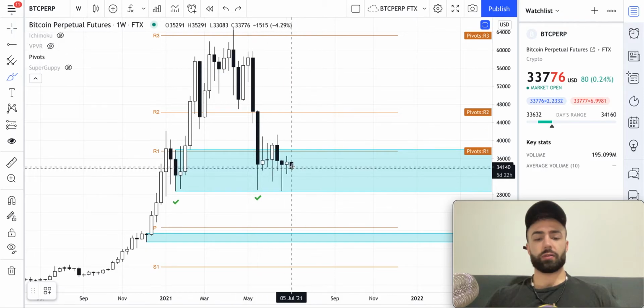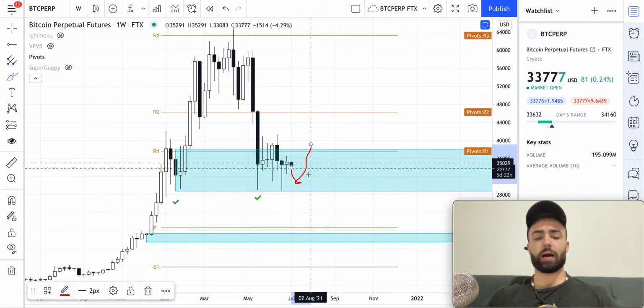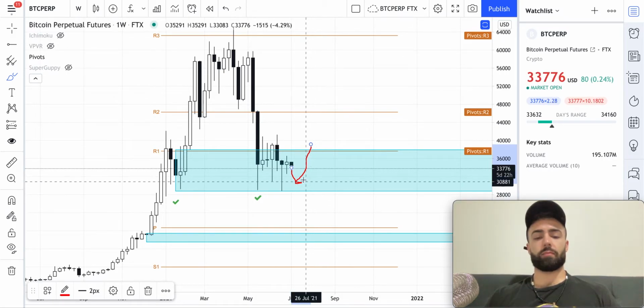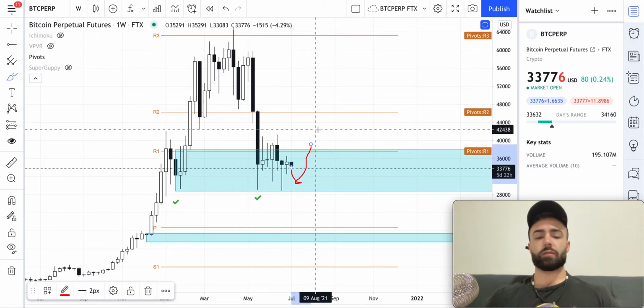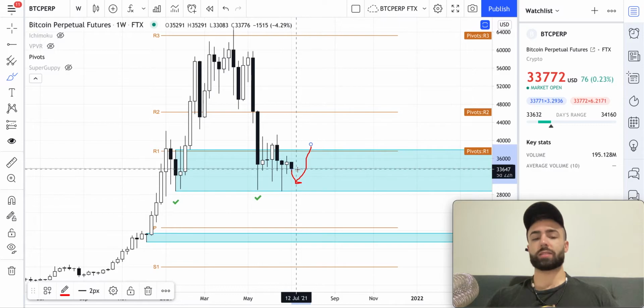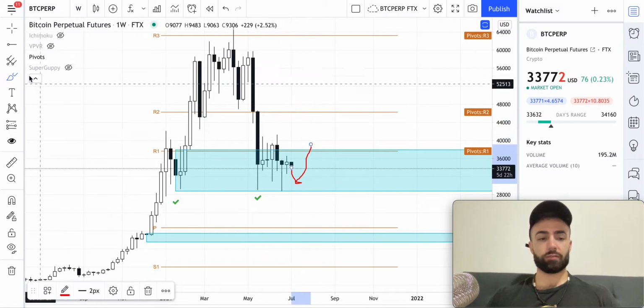The other scenario is we come down, we form a higher low, and then we come up and make a higher high. Now, if we do that, that will change the trend for the bulls, and the bulls will be back in control in terms of momentum. So then they can carry the price up, potentially even up to this R2 pivot, which is up here at about $46,300, like we talked about on the monthly time frame. That's the same level.